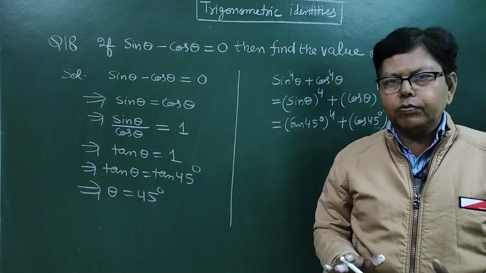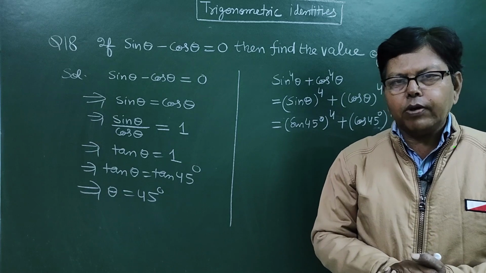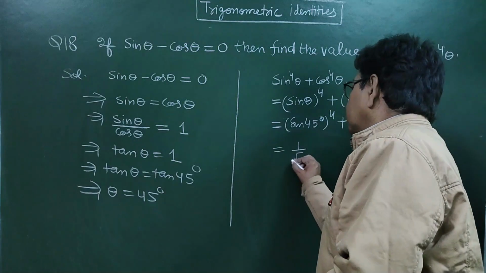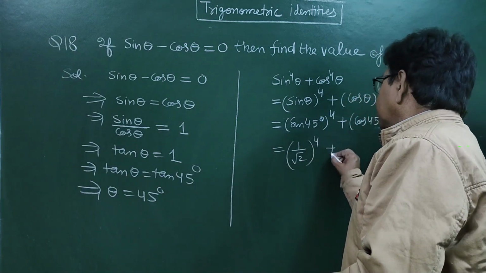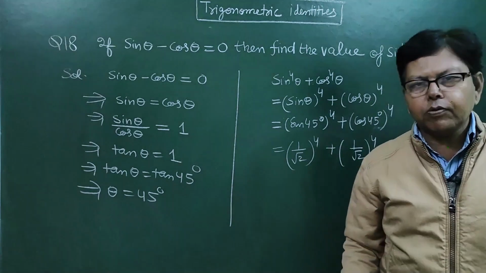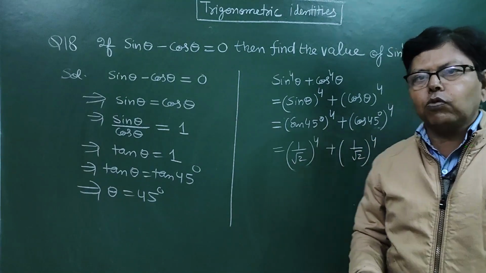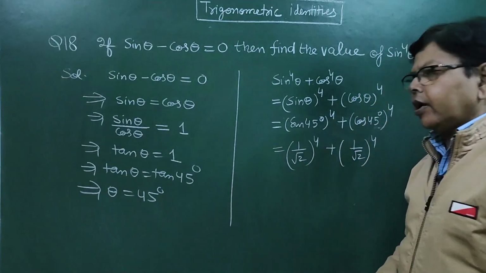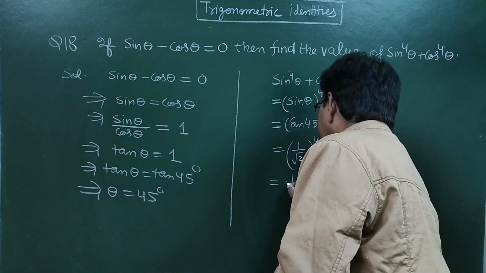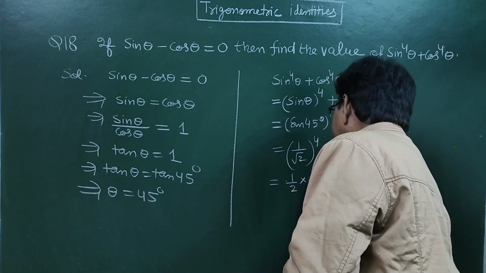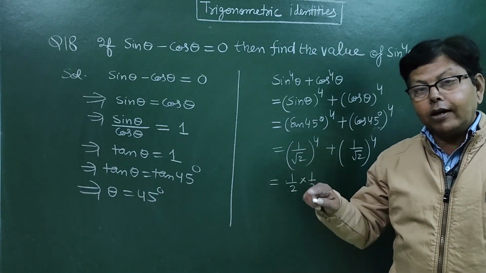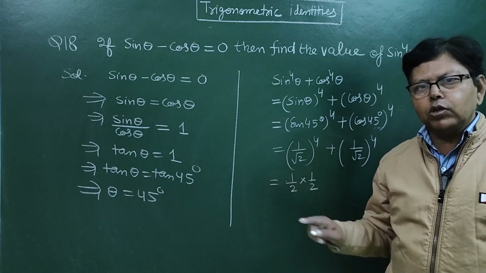You all know the value of sin 45 and cos 45, it is equal to 1 upon under root 2. So if you put the value, (1 upon under root 2) whole power 4 plus (1 upon under root 2) whole power 4. 1 upon under root 2 raised to the power 4 means 1 upon root 2 multiplied 4 times, which will be equal to 1 upon 2 into 1 upon 2. 1 upon root 2 into 1 upon root 2 is equal to 1 upon 2, and the other pair is also 1 upon 2.